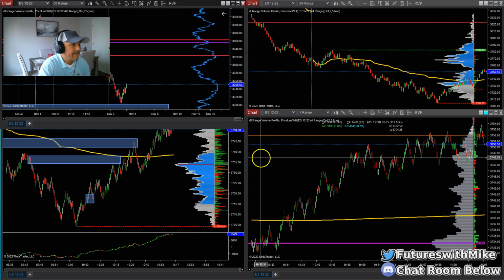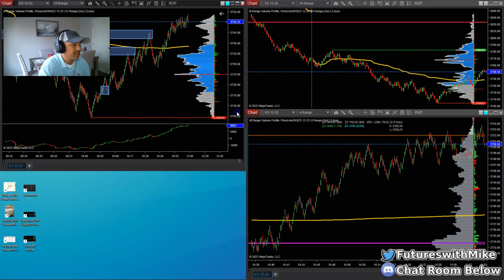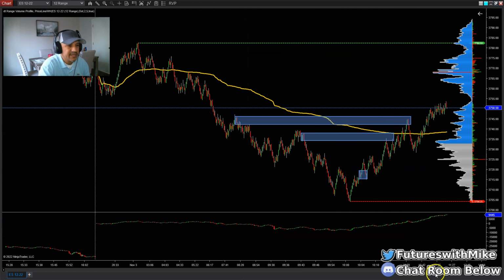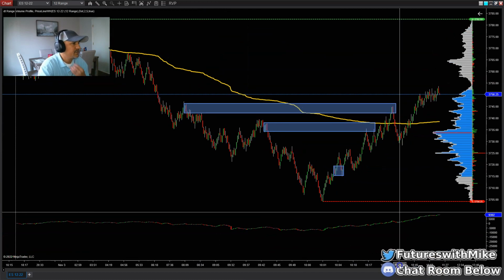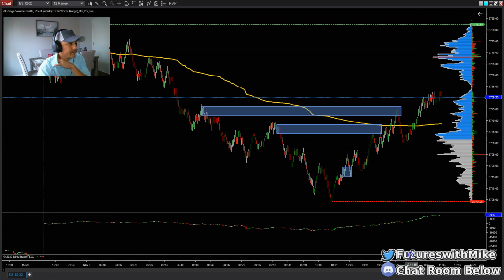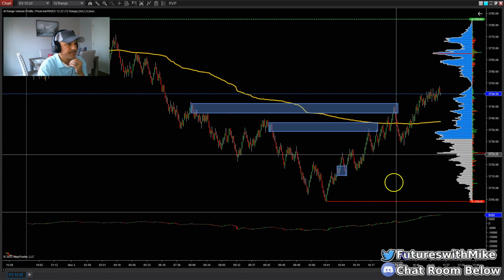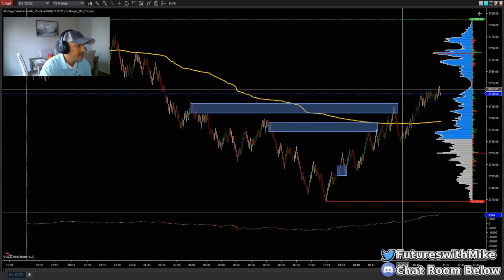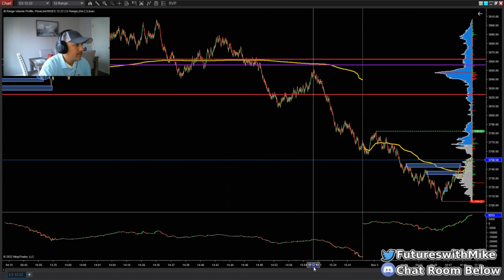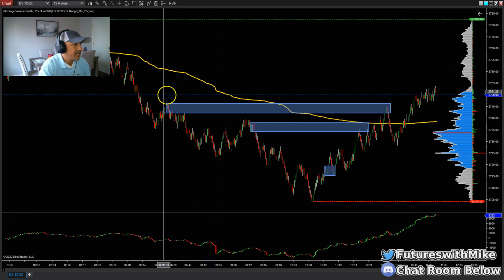So we'll see. Right now, market's moving kind of sideways. Not much activity. It's 11 o'clock Eastern time right now. Bouncing in this area right here.